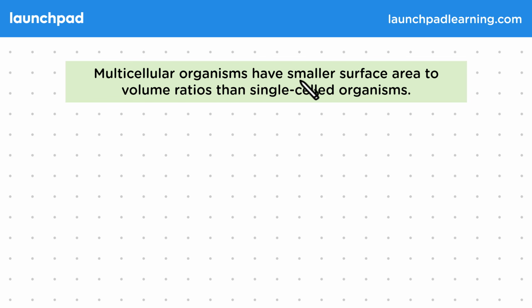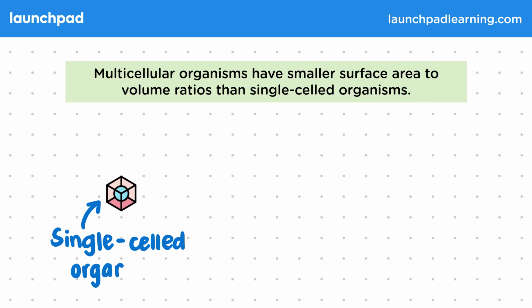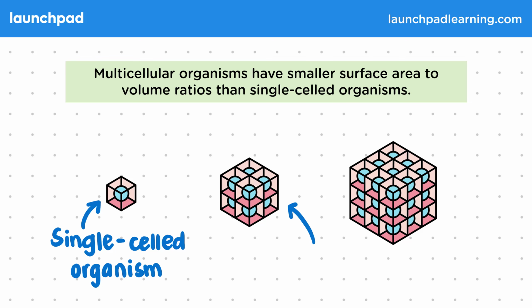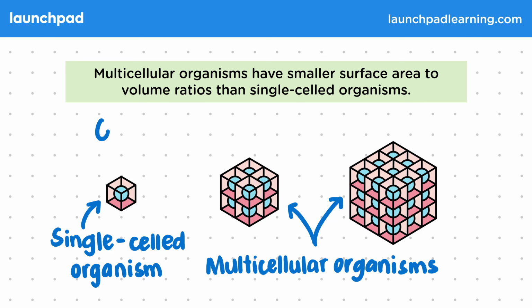Multicellular organisms have smaller surface area to volume ratios than single-celled organisms. This diagram represents a single-celled organism, and these diagrams represent multicellular organisms. As we write out the surface area to volume ratios for each of these organisms, you can see that this value decreases as the organism gets larger. How does this affect the rate of diffusion?